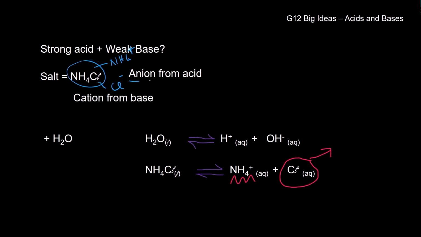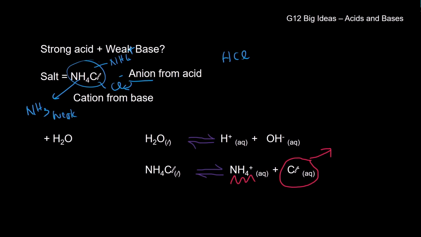So the anion is the chloride ion, Cl⁻. That comes from the acid. So what acid will give us a chloride ion? It would be HCl, and we know that that is a strong acid. What about the base? Well, ammonium must come from ammonia, and we know that ammonia is a weak base.